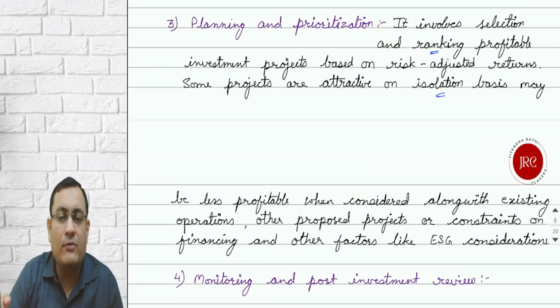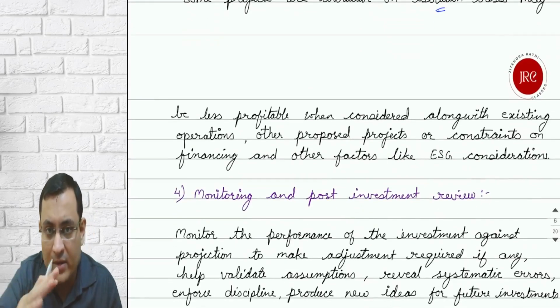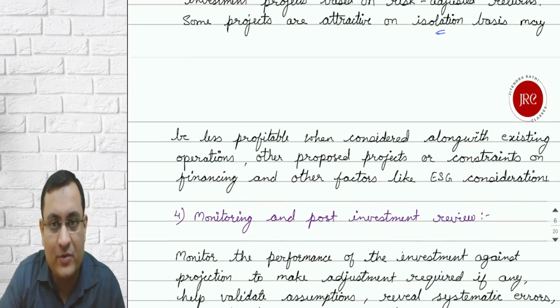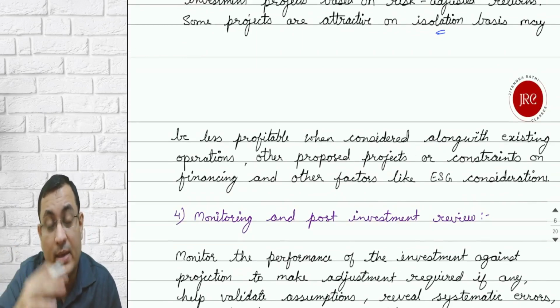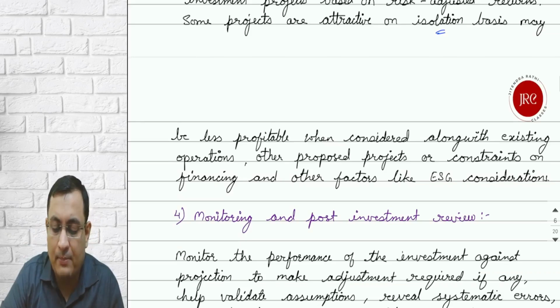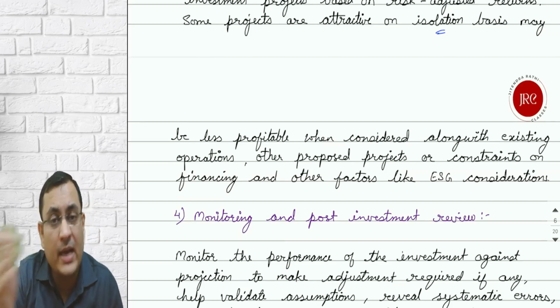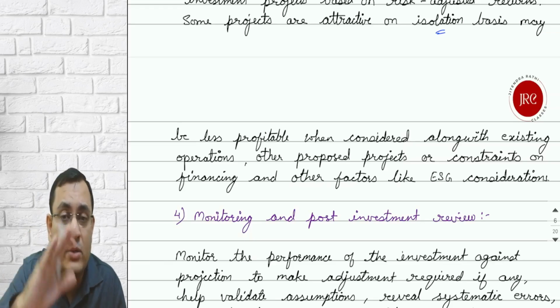Some projects are good on an isolation basis, but when compared with other profitable projects, they may be less profitable. I'm not saying loss making, they are less profitable when considered along with existing operations or other proposed projects. So here you have to do the prioritizing and sequencing, you have to plan which project to take and which you should not be taking, even though it is profitable.